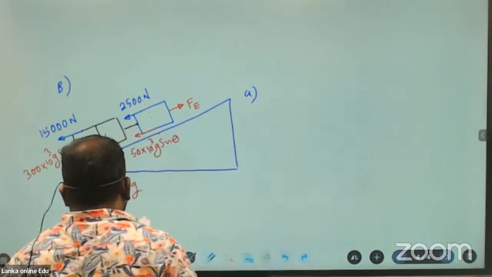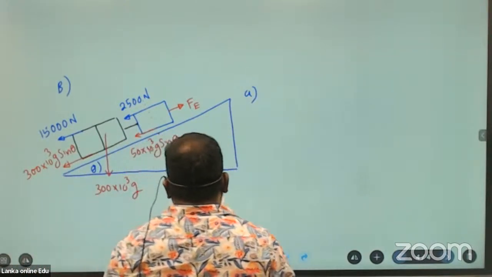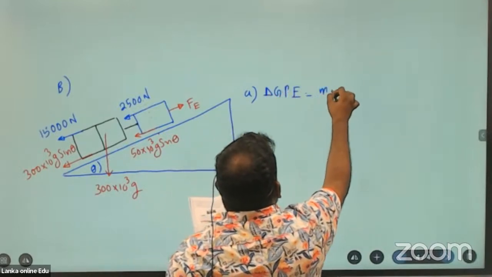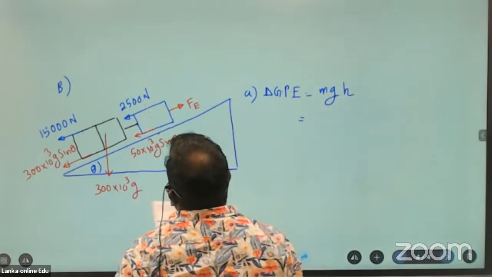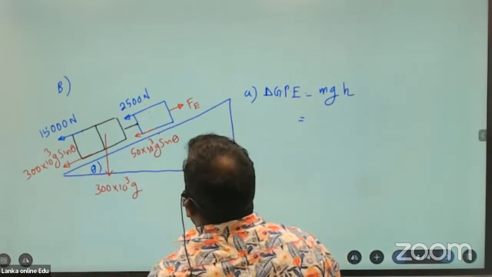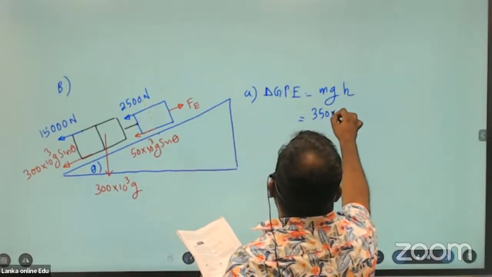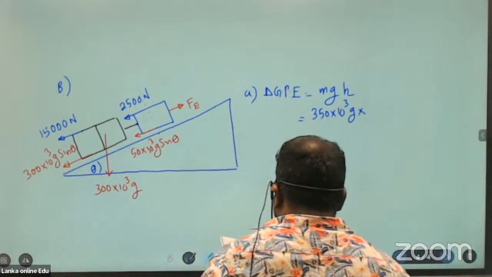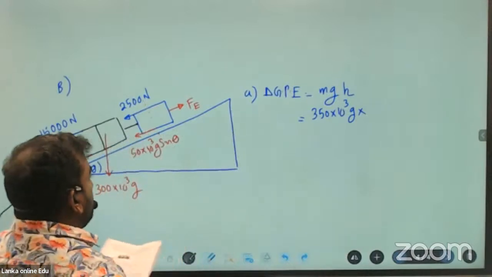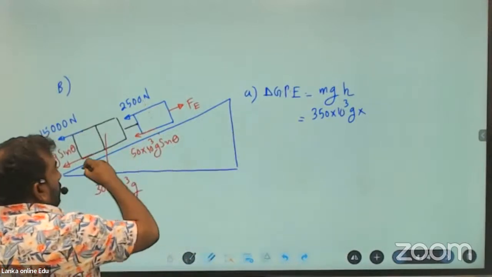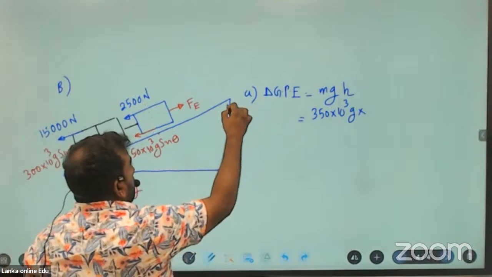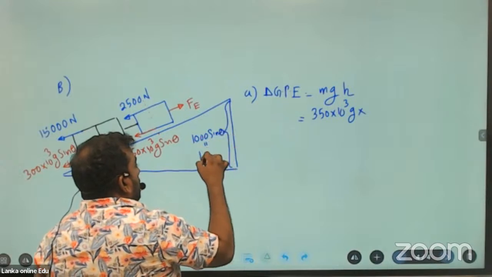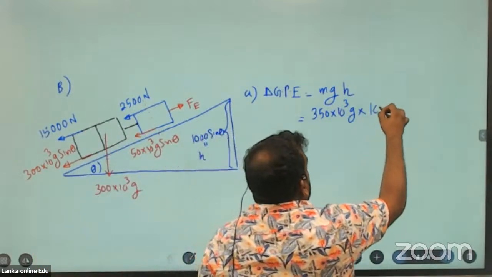Part A. Increment of the gravitational potential energy is mgh. Total mass is going to be 350 10 to the power 3 kg. What can you say about the height? If you go 1000 meters, h is going to be 1000 sine theta, right?